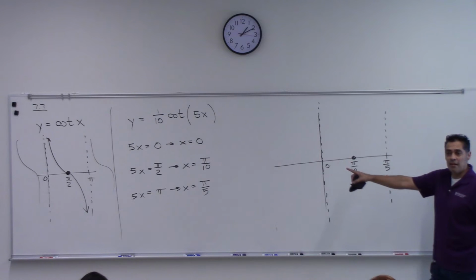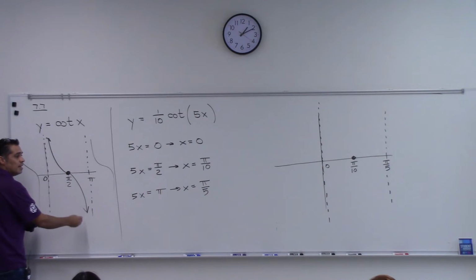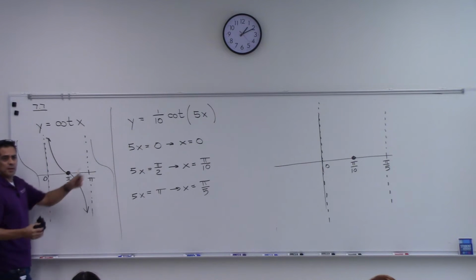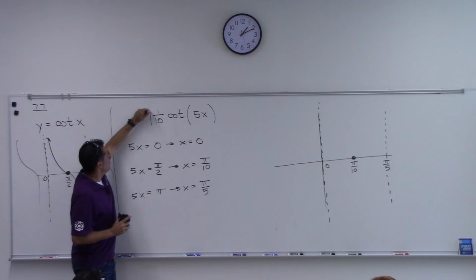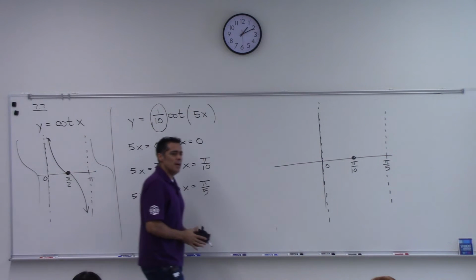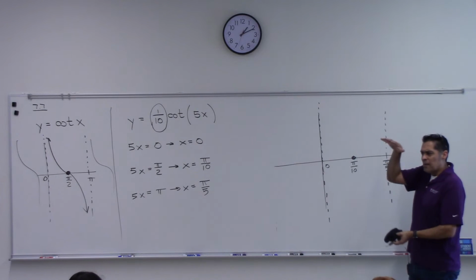And then it's got to look like a cotangent, so it's going to be up on the left and down on the right, as long as it didn't get flipped over. Did it get flipped over? No, there's no negative there. But it is multiplied by 1/10. What do you think that does? It compresses it down, like it makes everything shorter.